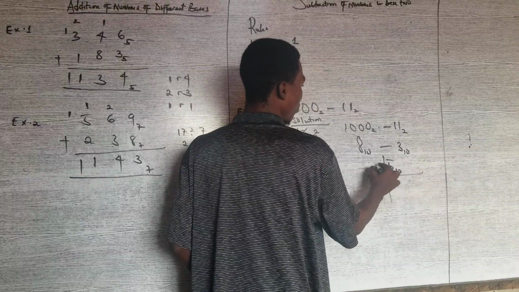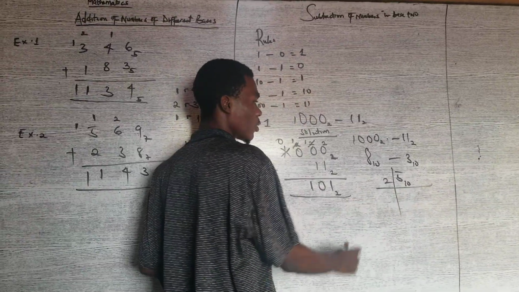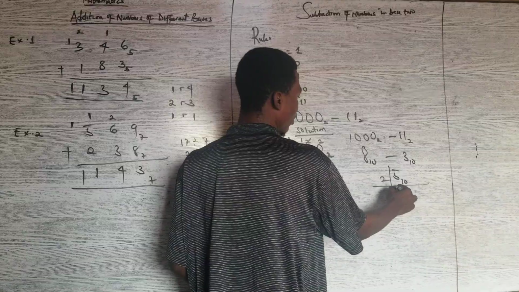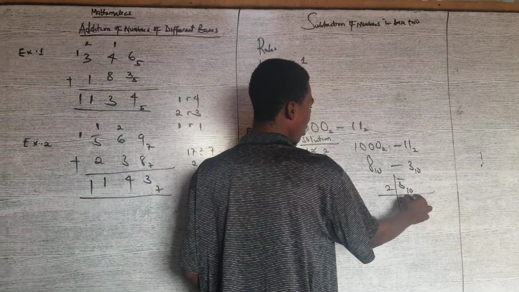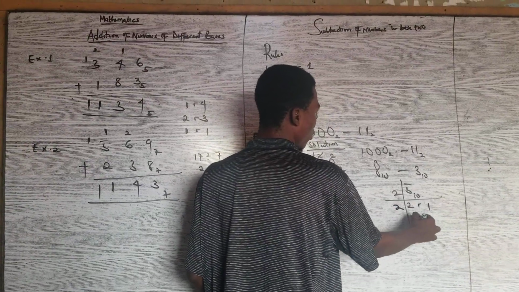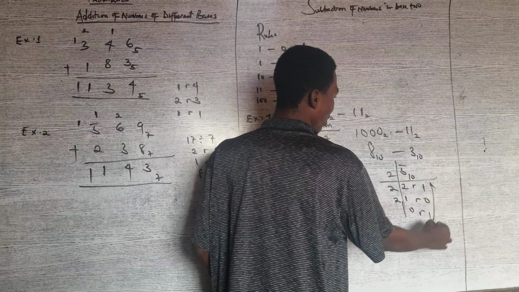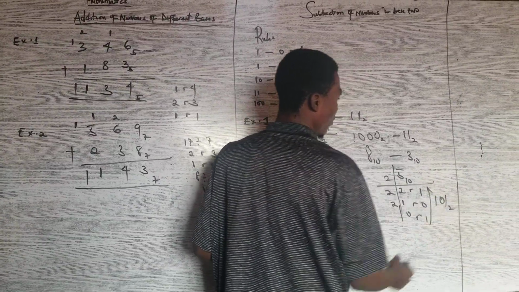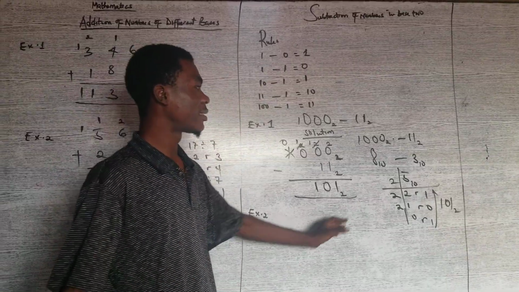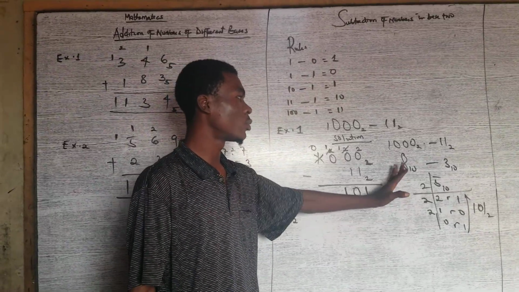So we can convert it to base 2 by dividing by 2. 2 into 5, that's what? 2, remainder 1. 2 into 2, remainder 0. And 2 into 1 is 0, remainder 1. And if we drag it up, what are we going to have here? 101 base 2. So that is the other method we can use to solve this.